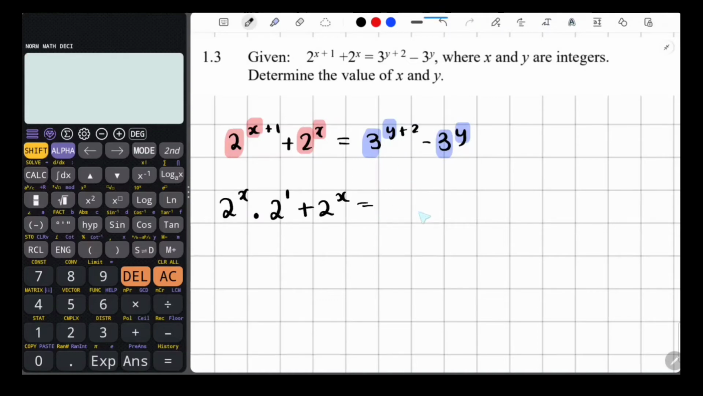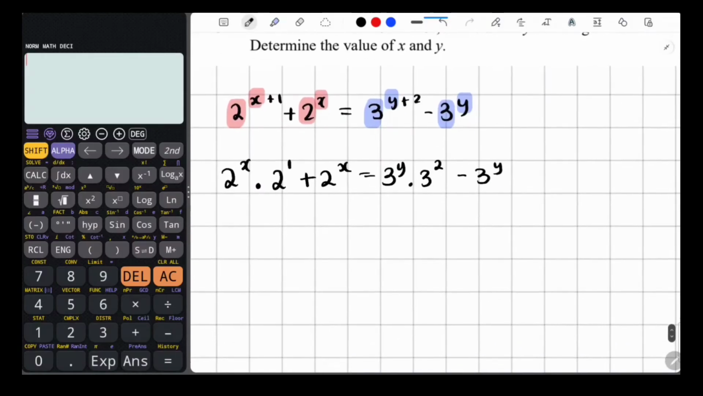It is equal to, and I'll do the same thing here. So 3 to the power of y being multiplied by 3 to the power of 2, then minus 3 to the power of y. Okay, again, remember, these are the common factors, so we're just going to take them out. Here I'm taking out 2 to the power of x, so 2 to the power of x, open a bracket. In the first one, what do you have to multiply this by to get back to this? Of course, you have to multiply by this. It's the same thing as saying this divided by this. So we're left with 2 to the power of 1, but we don't have to write that 1.